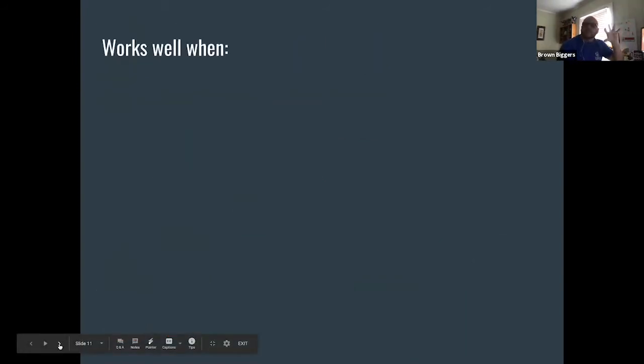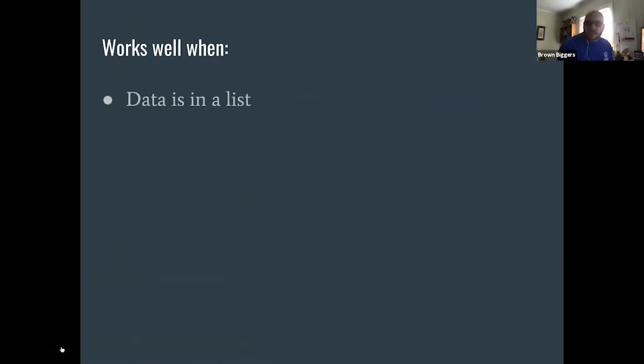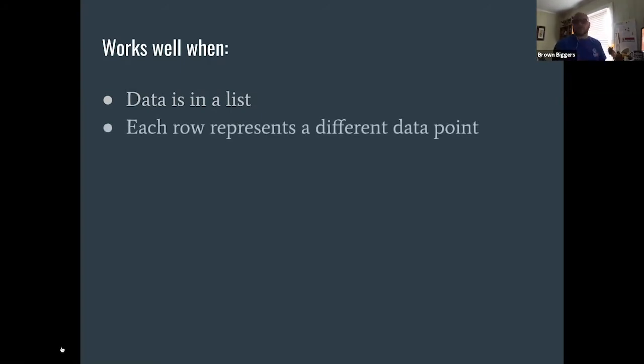We need to make sure that the data sets that we're trying to do this with are formatted in a way that works well with pivot tables. The first thing to consider is that data is in a list. A lot of times when we're provided an Excel spreadsheet or something like that, the data is already kind of made into rows and columns. But it's best to think of it as a list where each row represents a different data point.